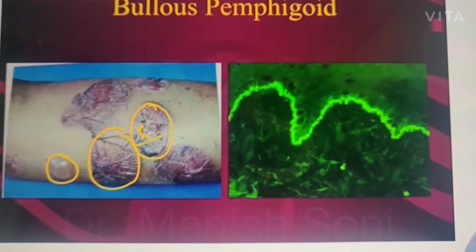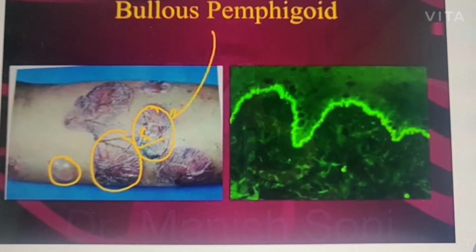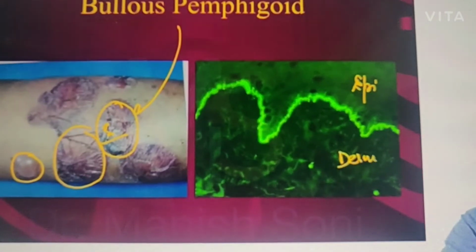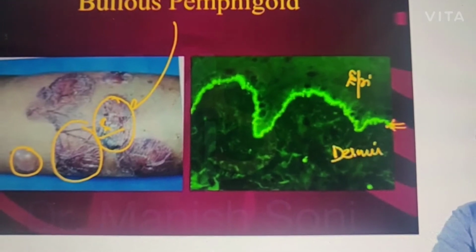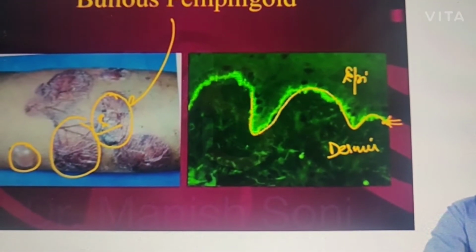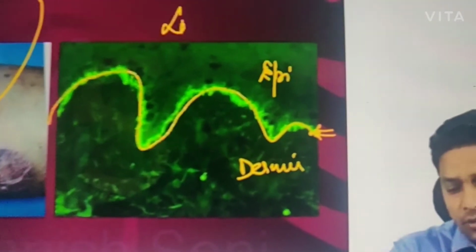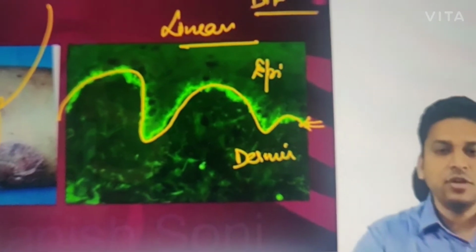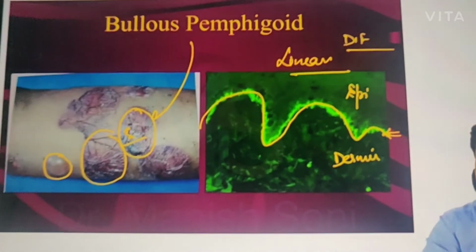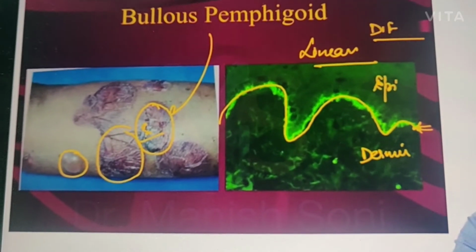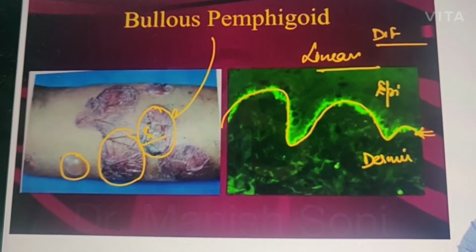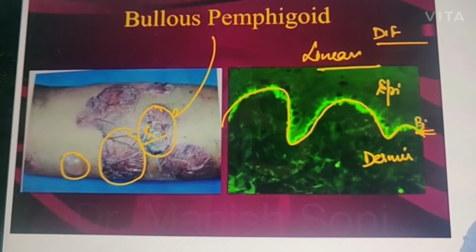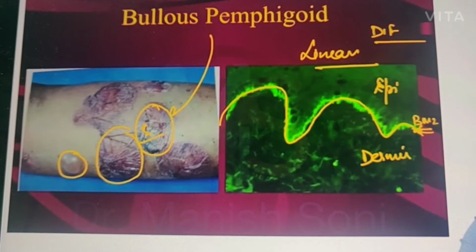So settled bulla is a feature of bullous pemphigoid, and if this is the epidermis and below this is the dermis, you will find the deposits in between here. So this linear pattern is seen in the basement membrane zone. So linear pattern on DIF is a finding of bullous pemphigoid. And why is this linear pattern seen? Due to deposition of IgG antibodies which are formed against BPAG2 and BPAG1, and it is present where? In the basement membrane zone. So that's why this deposit is also present there.